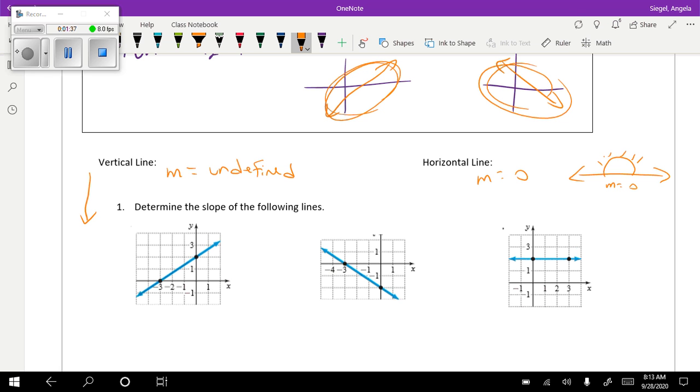Whereas if I had a vertical line, that's impossible to have. Like, think about walking up this and walking down this, walking across this. Well, I can't do anything like this. It's impossible. So it's undefined.